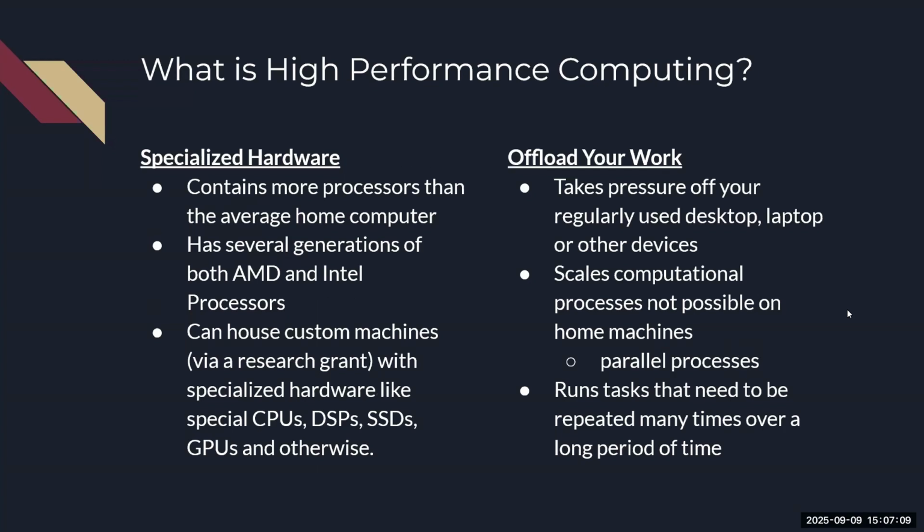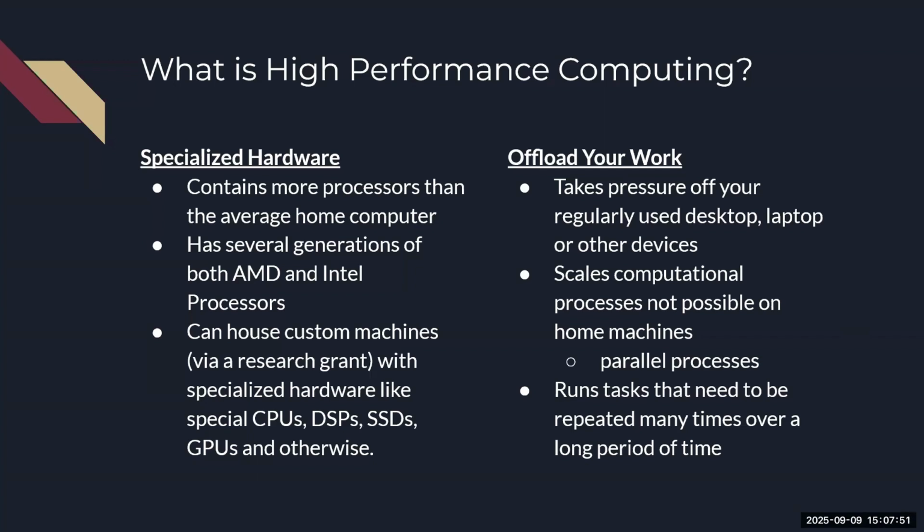So what is high performance computing? Two things come to mind. One is specialized hardware. If you consider the average home computer, just the laptop or tower that you have at home, a high performance computer will have more processors than that, and a combination of AMD and Intel processors, so not just one or the other, which your laptop will have. And then it can custom house specific types of hardware like CPUs, DSPs, SSDs, and GPUs. And so those can all coexist in the same space.